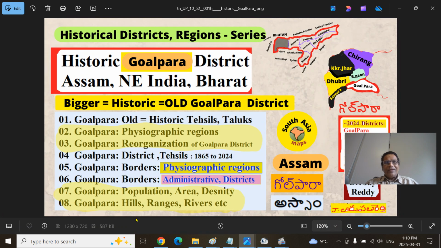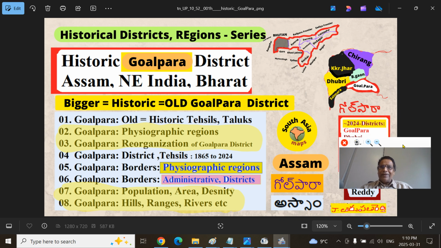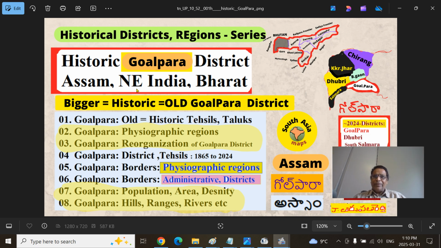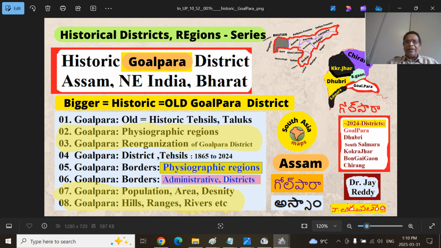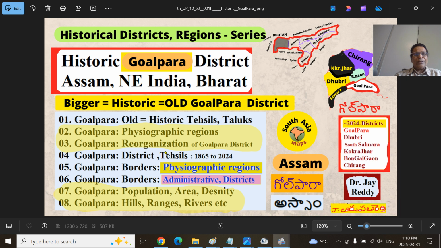This is our historic GoalPara district series in the Assam province, northeast Bharat. The GoalPara historic region now has around 6 districts or so. We are in part 2, physiographic regions, geographic regions. This is the GoalPara district.